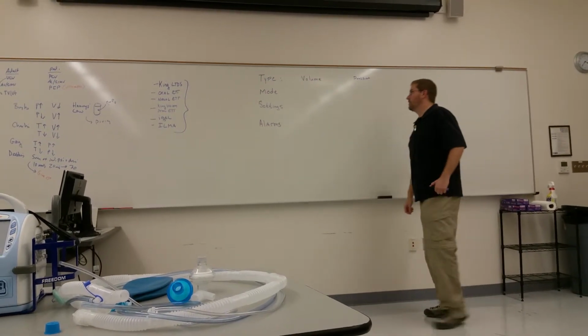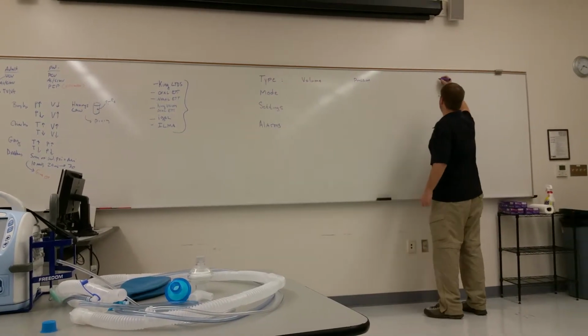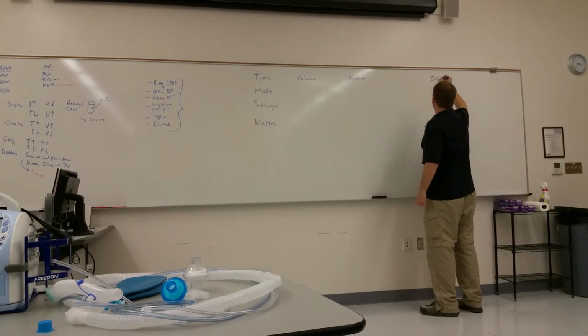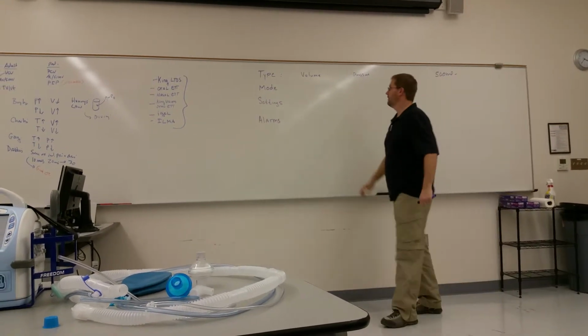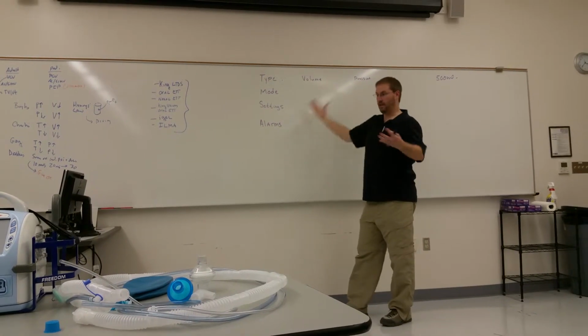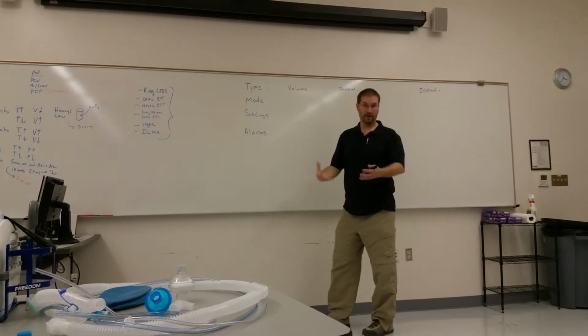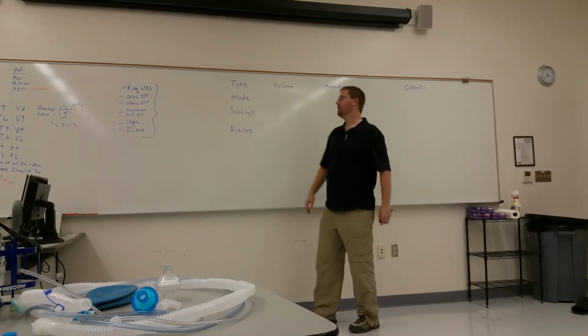So the way that this works is if I set a certain volume, say 500 milliliters, the ventilator will administer breath until what? Until it delivers 500 milliliters of air into the patient, and then it stops, it cycles off. Does that make sense?